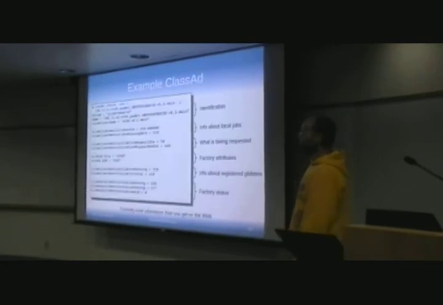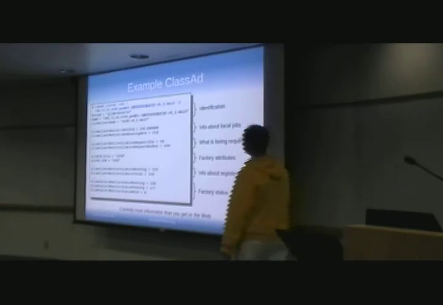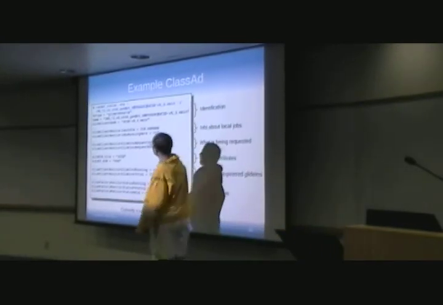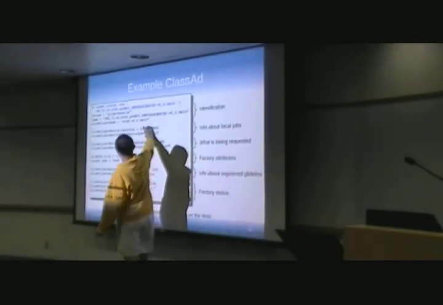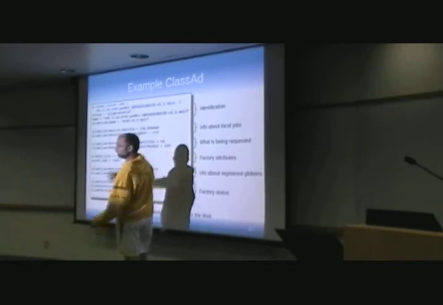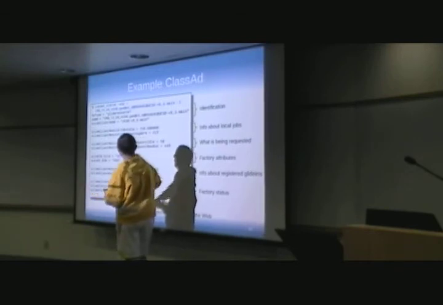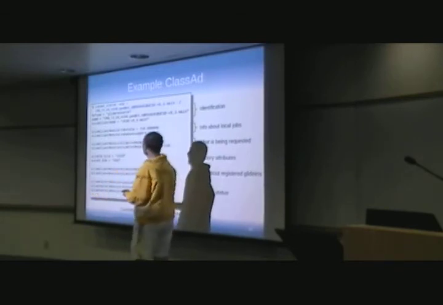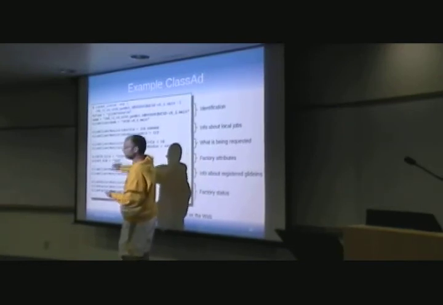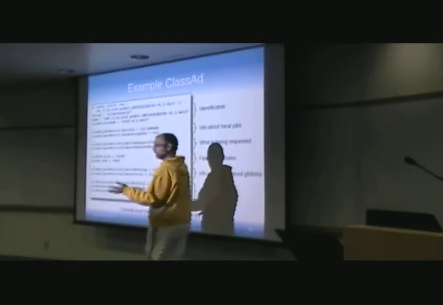And here is an example of one classad. And you see you have your own identification, you see what is being used, so essentially how many idle jobs match, how many running jobs you have, what is being requested, a couple of examples of attributes that the factory is advertising.